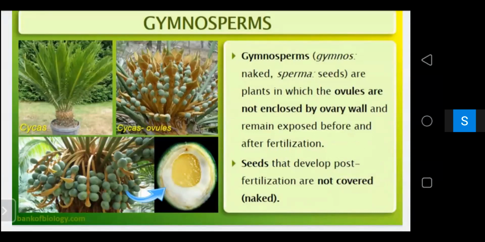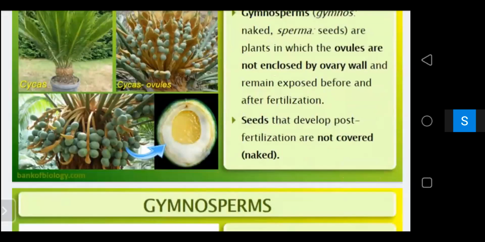The seeds form after fertilization, when the ovule is converted into the seed. Ovules are present in the ovary, so here ovules are converted into seeds after fertilization, and because there is no ovary wall, the seeds are naked. Seeds that develop post fertilization are not covered, that's why they are naked. Gymnosperms include medium sized trees, tall trees and shrubs.